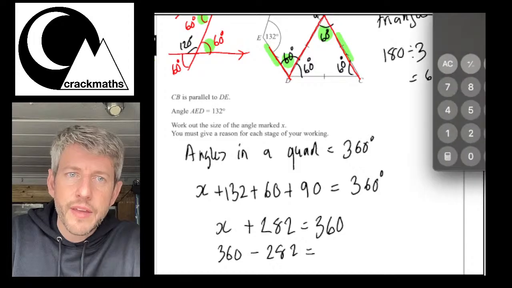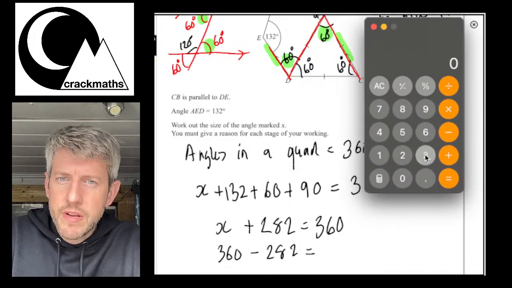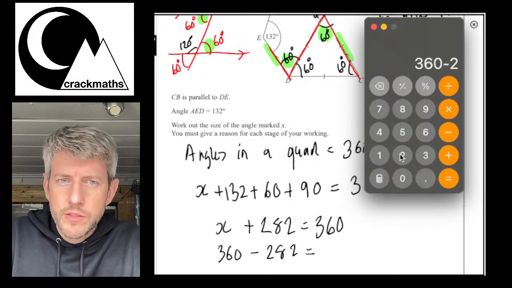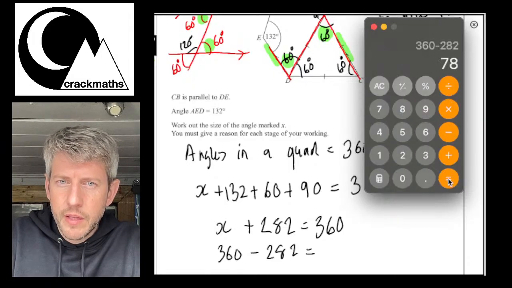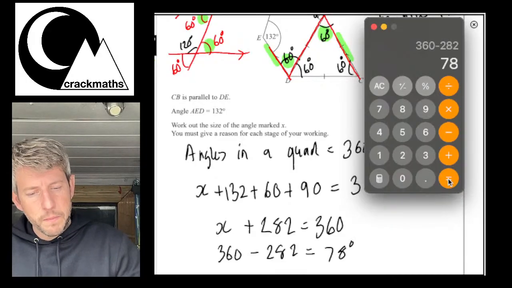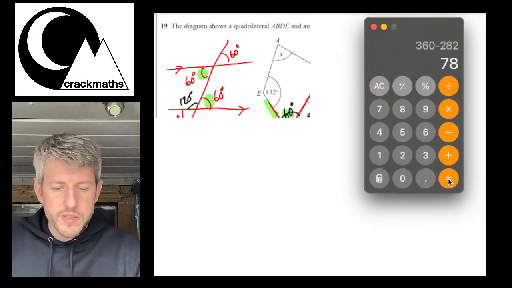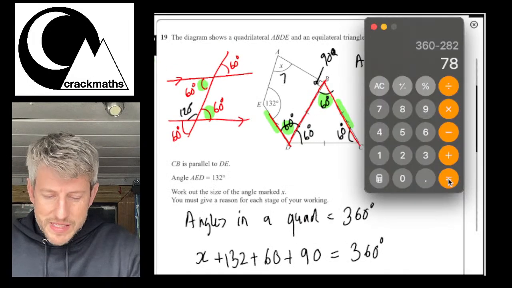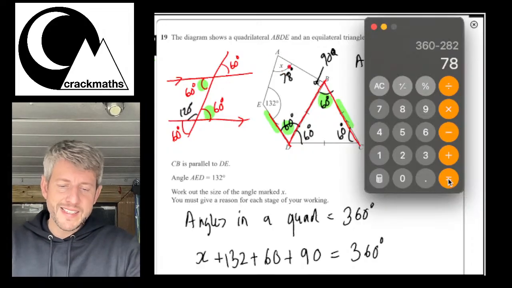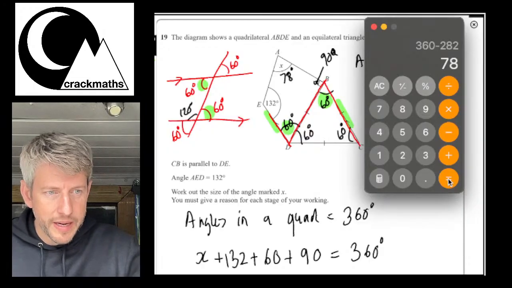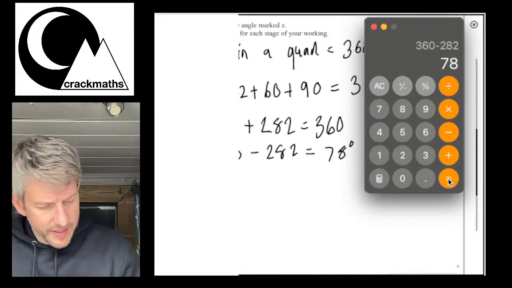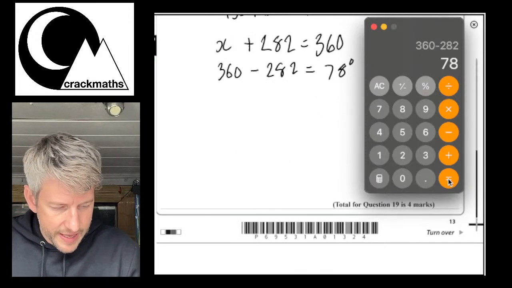So let me get out the calculator and do that. So 360 take away 282, and that will equal 78 degrees. And there we've got our answer. And that looks about right because, I mean, the diagram isn't to scale, but it does look about right because that's less than 90, because you can see it's an acute angle. So I can put that down here. So 78 degrees.